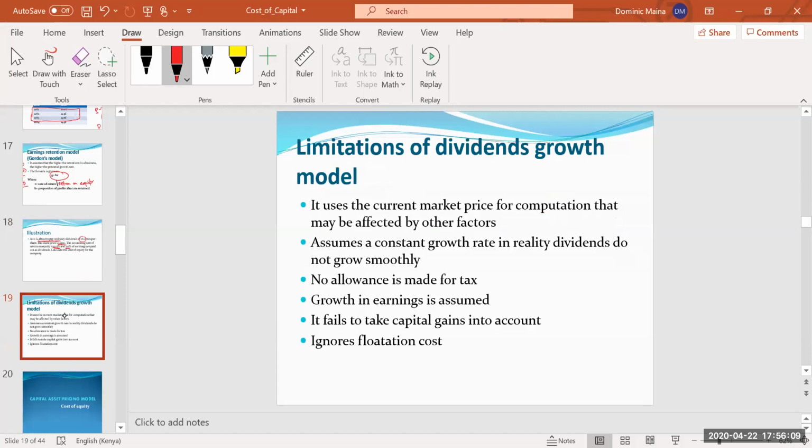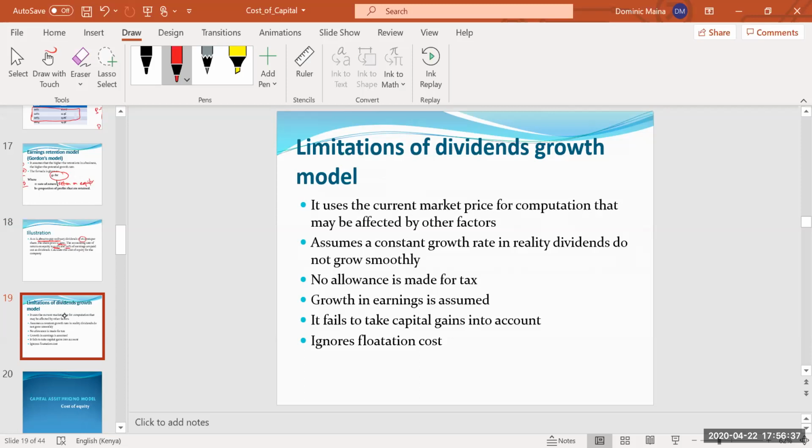Don't forget, for any model, the assumptions that we use, if those assumptions cannot apply in market realities, then those assumptions become the limitations of the model. The assumptions become therefore the model limitations.